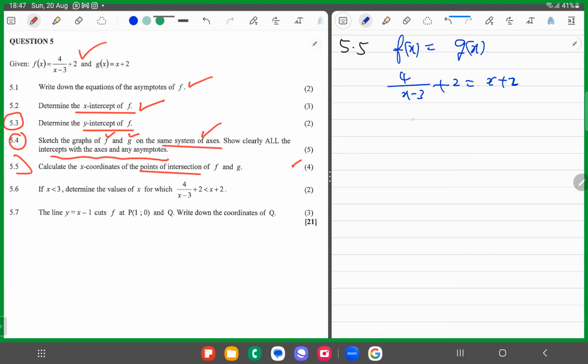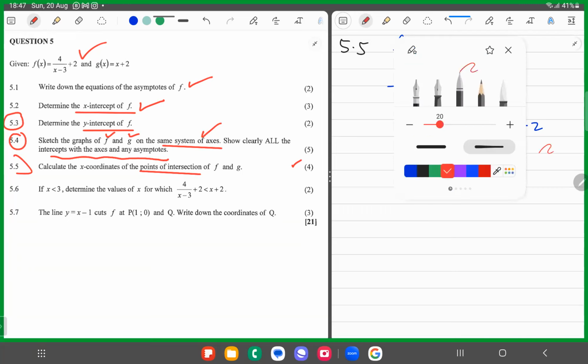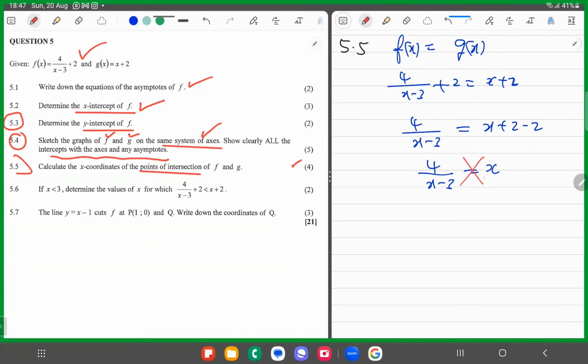So now at this point, we can simplify this and write the following. We have 4 divided by x minus 3 plus 2 equal to x plus 2, so 4 divided by x minus 3 is equal to x. Okay, what do we do here? We cross multiply. So this is over 1, which means that we have 4 by 1 is equal to x into x minus 3. So this is x squared minus 3x. This is 4. Then this is x squared minus 3x.